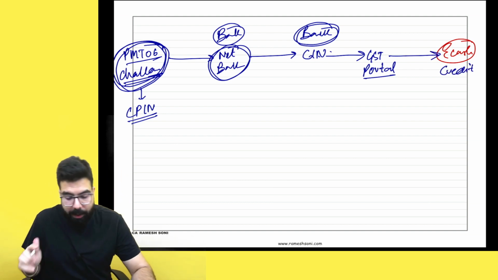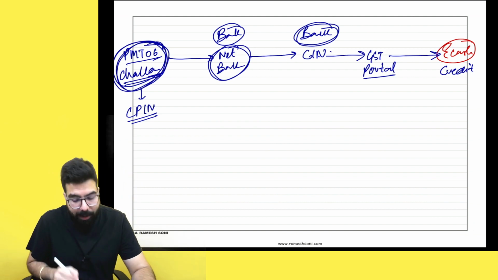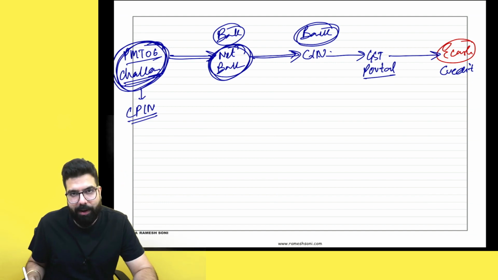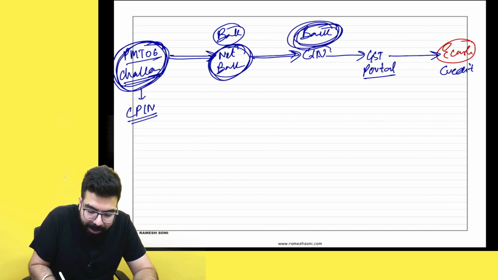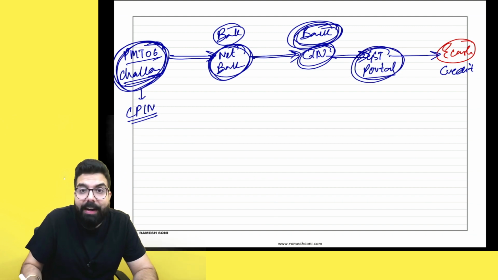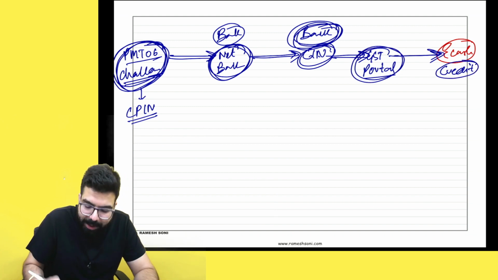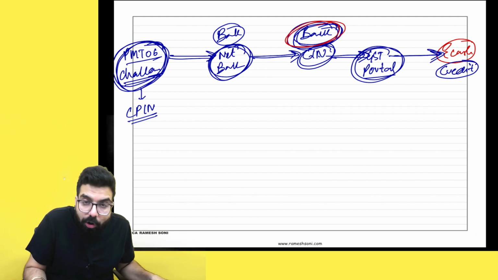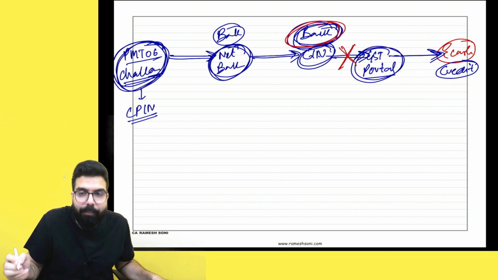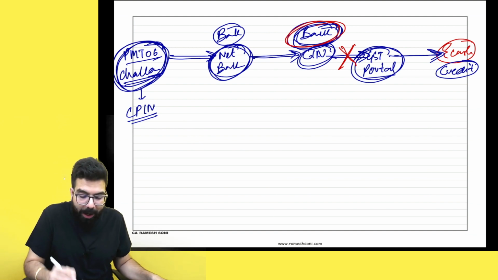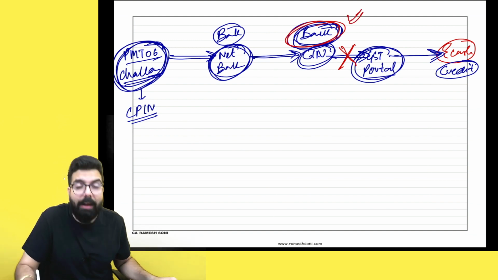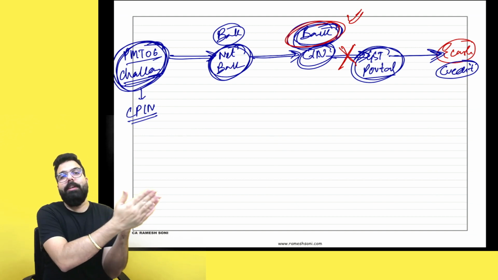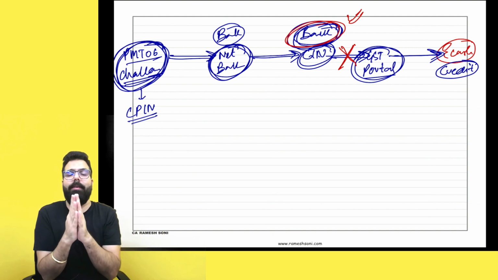Done, sir. The point is clear that whenever I generate one challan and make the payment, the CIN, challan identification number, will get generated, the bank will communicate this CIN to the GST portal, and the GST portal will update my e-cash ledger. But sometimes the bank does not communicate the CIN to the GST portal. In that scenario, you have to make a representation to the bank that the money has not come into my e-cash ledger, please send the CIN to the GST portal so that my e-cash ledger gets credited.